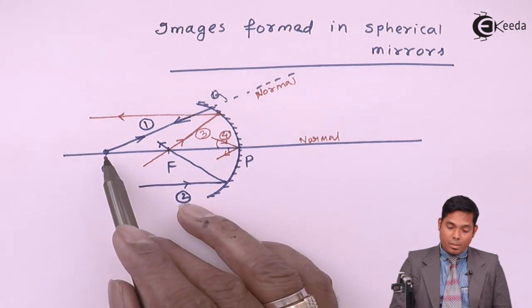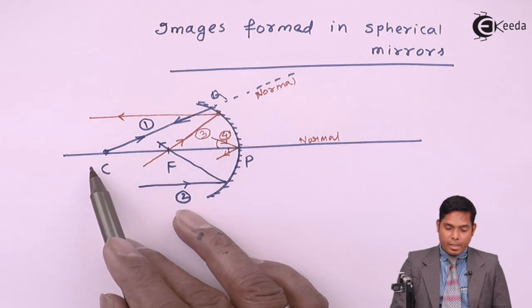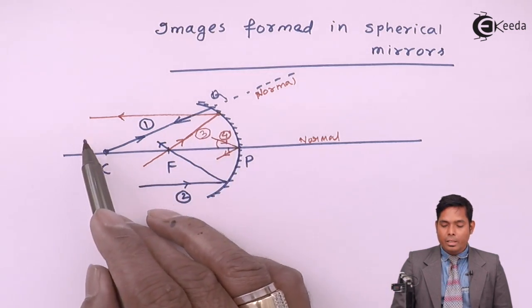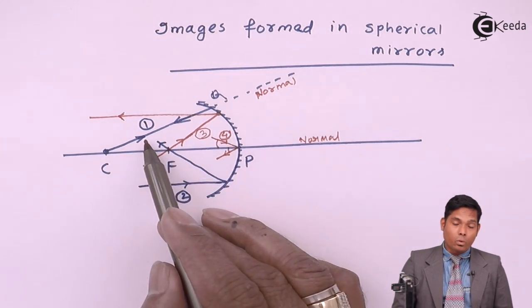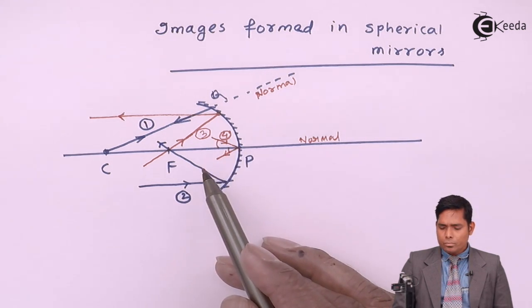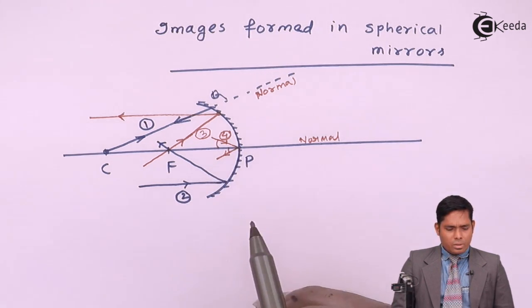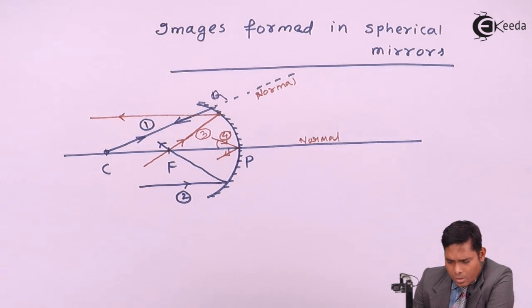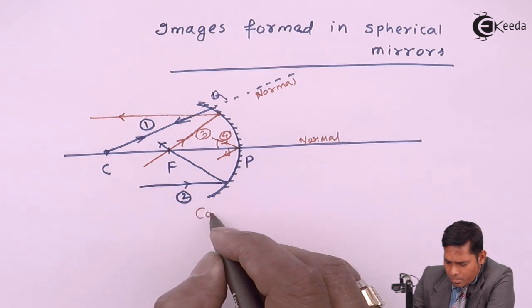So what will happen if a ray passes through the center of curvature? It will retrace back. If a ray passes through the focus, it will become parallel. Any ray coming parallel passes through the focus. Any ray striking at the pole will be reflected back like this. So these are the four different types of situations that we have discussed. This is the case of the concave mirror.